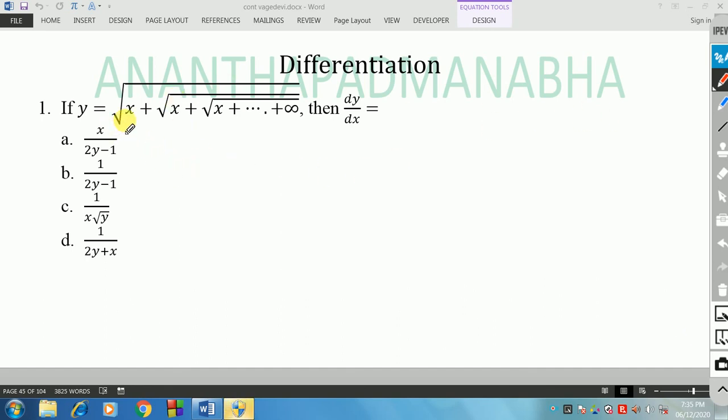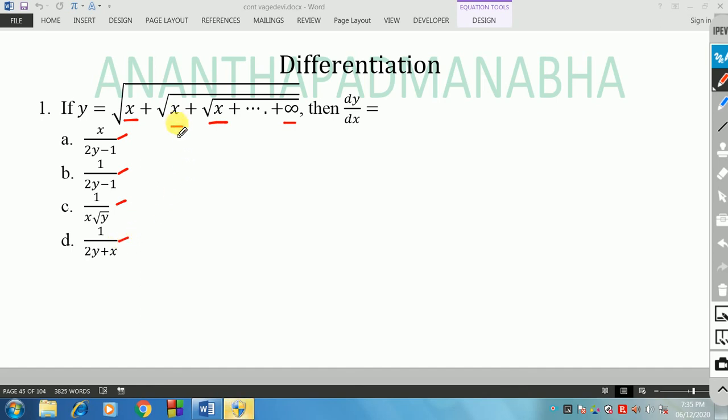Y is equal to square root of x plus square root of x plus square root of x up to infinity. Then dy by dx is equal to x by 2y minus 1, 1 by 2y minus 1, 1 by x root y, 1 by 2y plus x are the four options given.